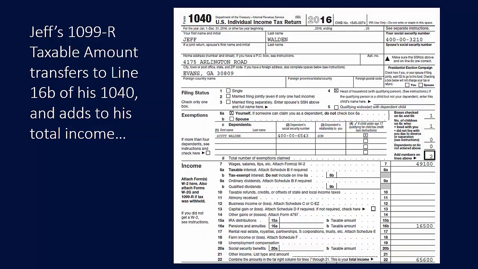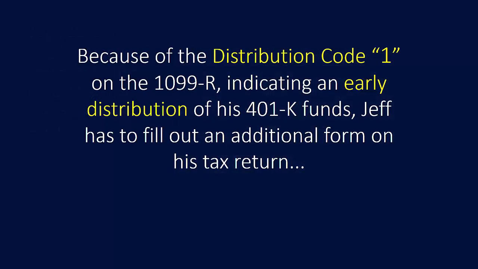Well, his 1099-R taxable amount transfers to line 16B of the 1040, and it adds to his total income. Because of the distribution code 1 on the 1099-R indicating an early distribution of his 401k retirement funds, Jeff has to fill out an additional form on his tax return. Form 5329. This is what the no known exception refers to, an exception to this form, Form 5329.